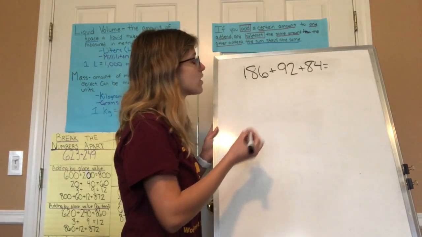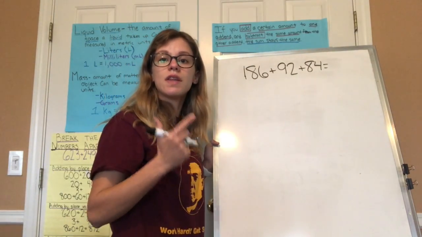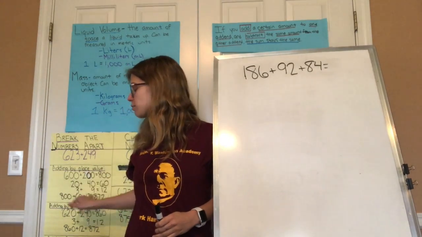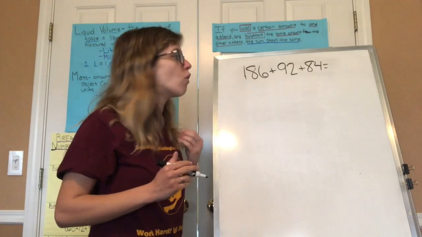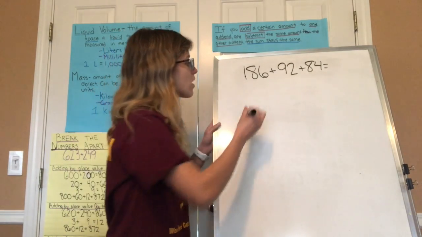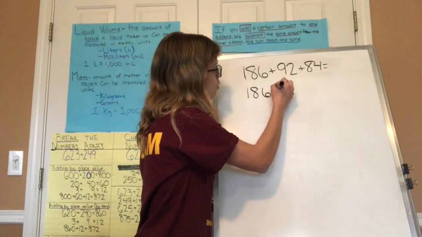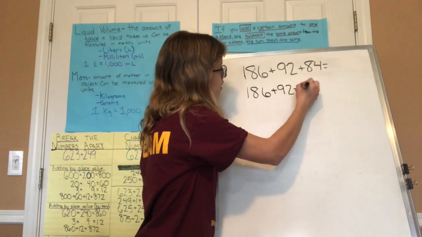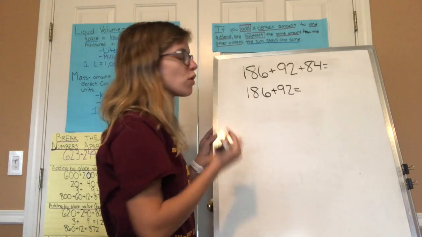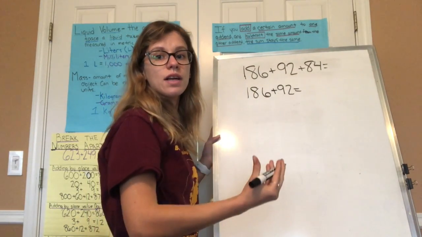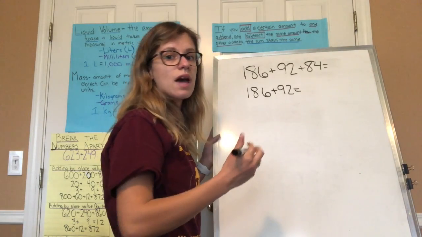I could do it by either adding first hundreds and then tens, then ones, so breaking it down and adding by place value. Or I could think about it and first add up 186 plus 92, and now I'm going to separate them and solve 2 addends, and then add the third addend.